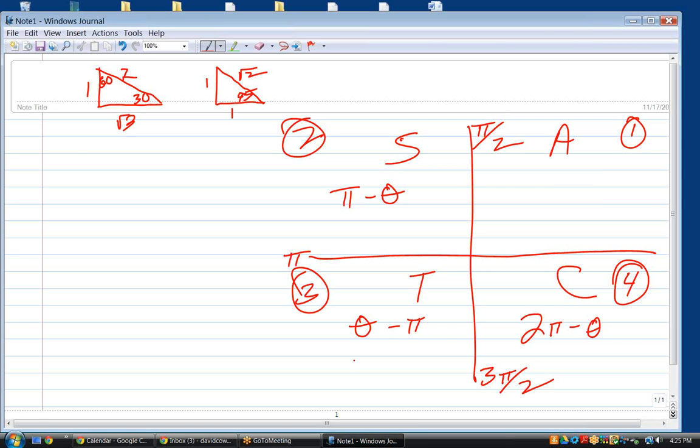Okay, so let's do another one. I think you'll catch on. Like cosine of 8 pi over 3? Okay. This is outside the unit circle. Notice that it's greater than 2 pi. So the first step is to get it inside the unit circle. How do I do that?